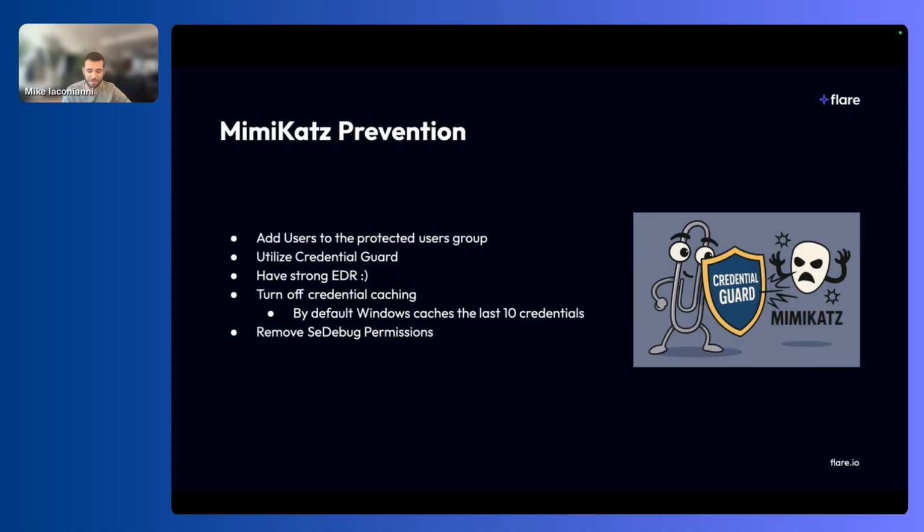Lastly, removing the SeDebug permission. This one is challenging, but it's pretty rewarding. Mimikatz uses the SeDebug permission to essentially debug LSASS to extract these passwords. Removing that from the user rights assignments is a good way to limit it. However, I know it's really hard to do. This is something I don't think I've seen many people be able to successfully implement, but it is a solution I wanted to offer.